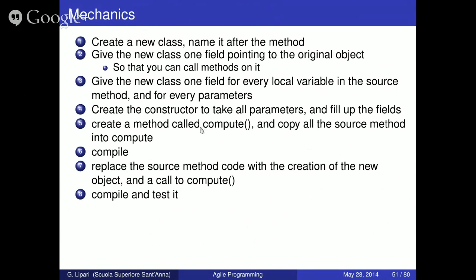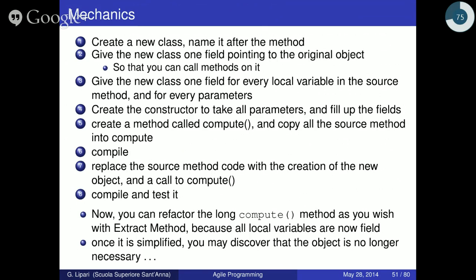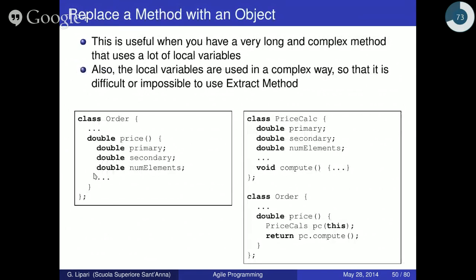Create a method called compute and copy all the source method into compute. So you take all this code and you copy it into compute. And in this copy, of course, you have to adapt. For example, if you were calling some other functions of class order, this has to be transformed here into calling the same method by using the pointer to order.